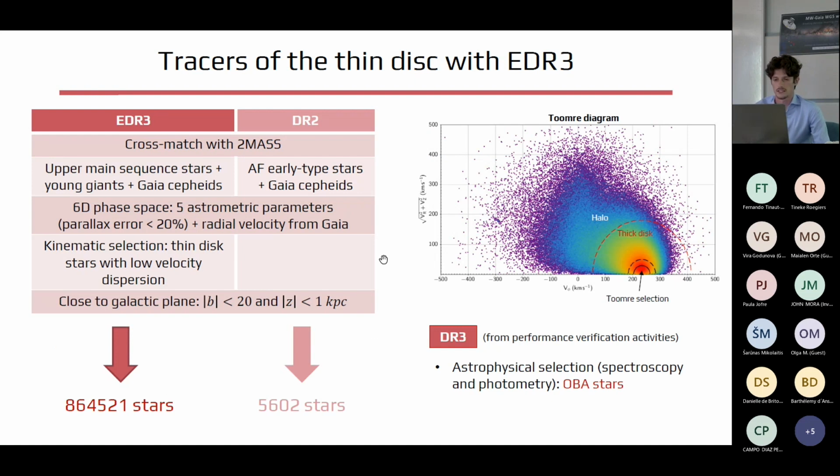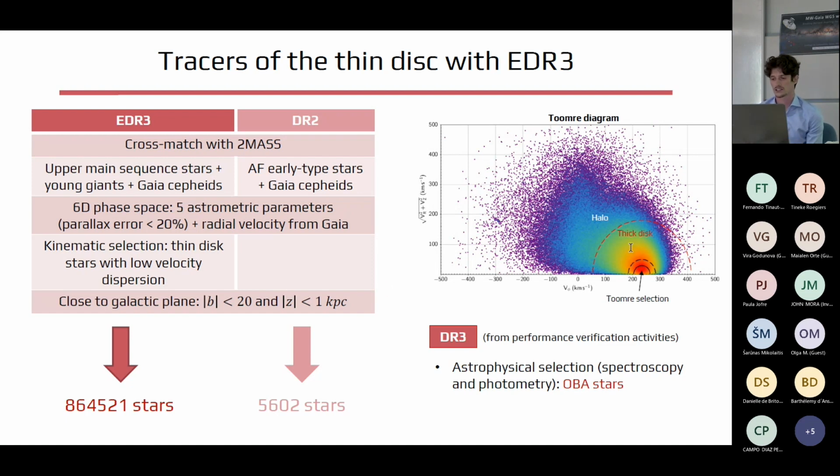Now we would like to select a sample of stars that can trace the rotation curve on the galactic plane. Therefore, starting from Early Data Release 3, we looked at sources cross-matched with 2MASS, as for DR2, but adding young giants. Then we applied the usual selection for the availability of the 5 astrometric parameters plus the radial velocity, and then also a kinematic selection to retain only thin disk stars, basically those that are in this small region of the Toomre diagram.